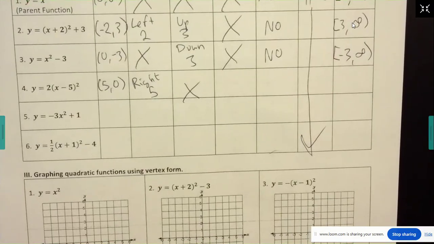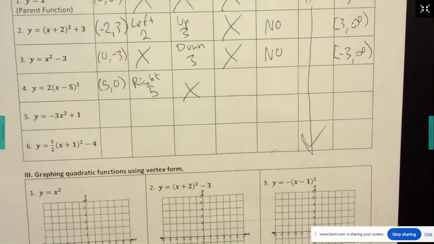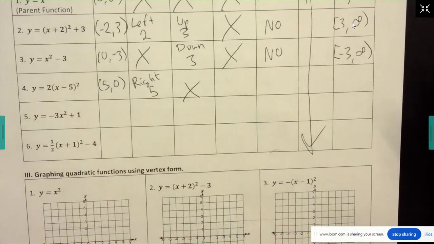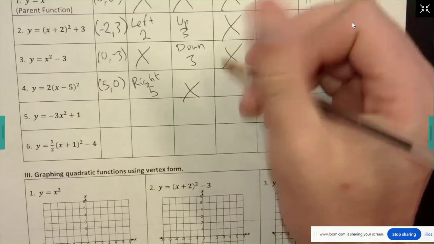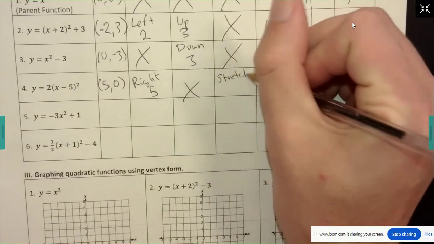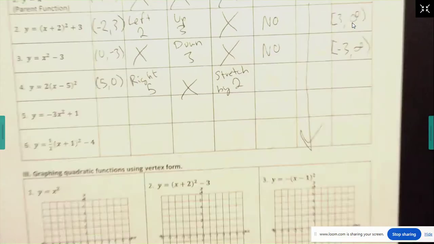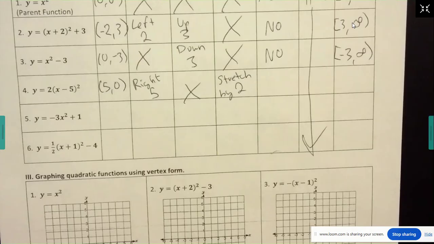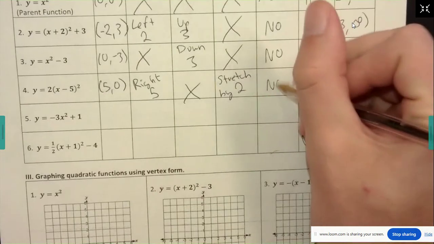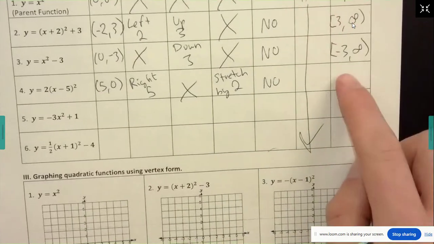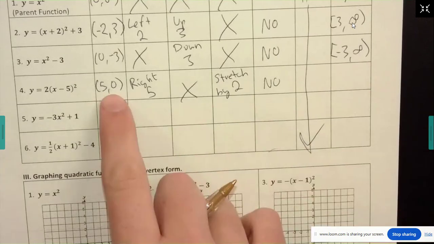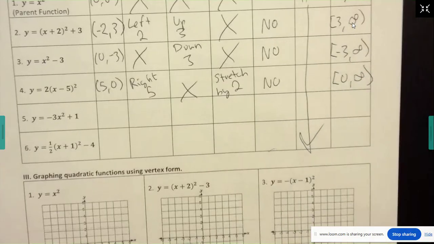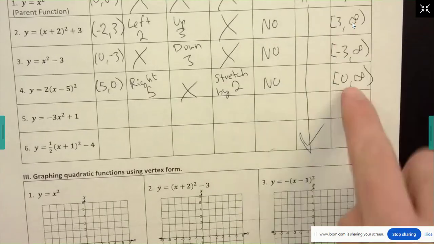Dilation. Okay? Do I have an A value here? Yes, I do. For this one, I do. I have that 2 out in front. And since 2 is bigger than 1, I will be stretching it by a factor of 2. Okay? Do I have a reflection? Well, I don't see a negative out here, so no. And what's my range? Well, since I'm not flipping it, and I have a y value of 0, we go from 0 to infinity. Right? And you can always use decimals to check that.